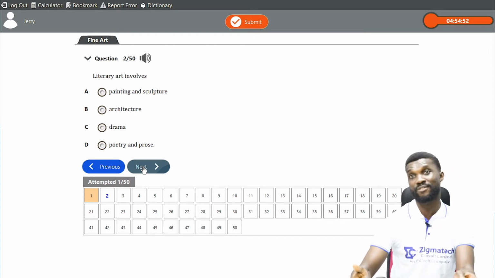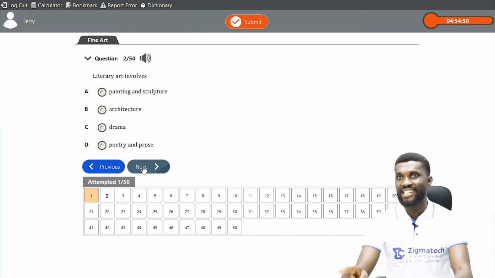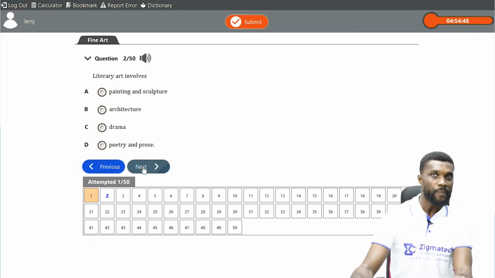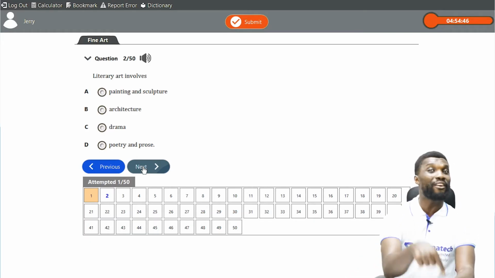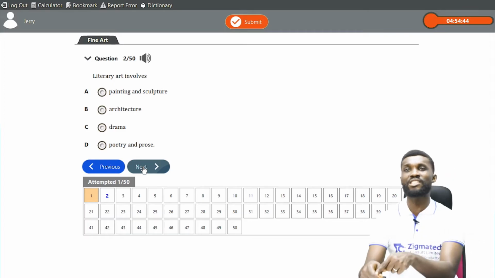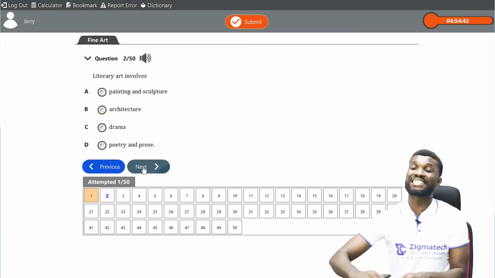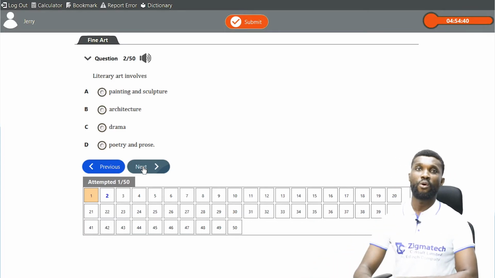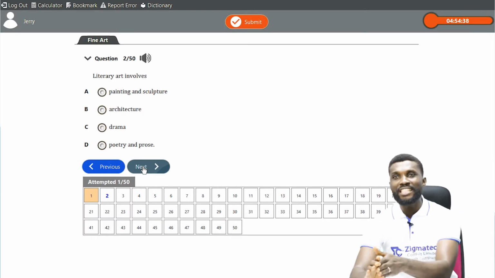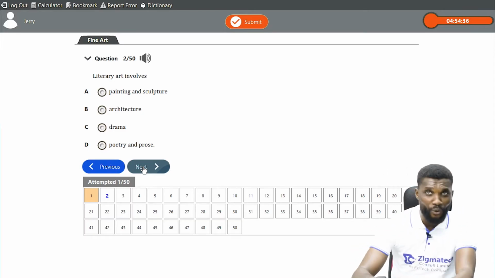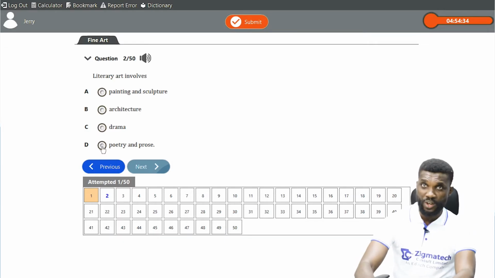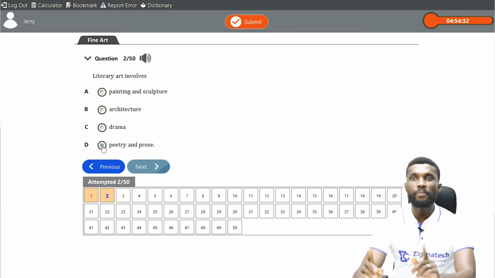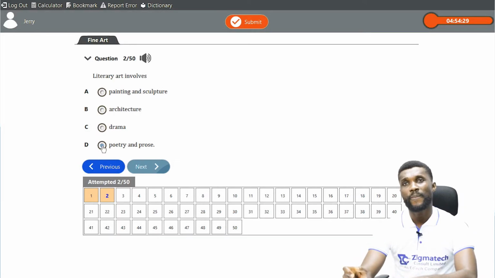That's where it falls under, and that falls under what? Visual art. Now, architecture falls under applied art. Now, drama falls under performing art. While literary art, just like the name implies, talks about what? Writing. You know, which falls under what? Poetry and prose. Therefore, the answer to question number 2 is D, which is poetry and prose.